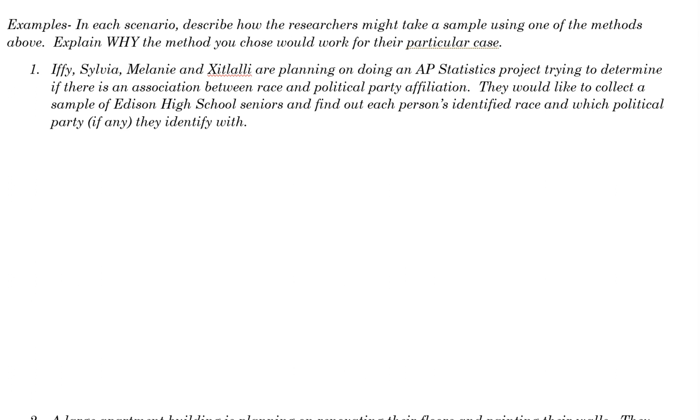It says in each scenario, and actually this is the group that tried to do the race based one. That's right, they also did party affiliation because they switched their ideas. They did conspiracy theories too, but anyway. So in each scenario, describe how the researchers might take a sample using one of the methods above. Explain why the method you choose would work for their particular case.